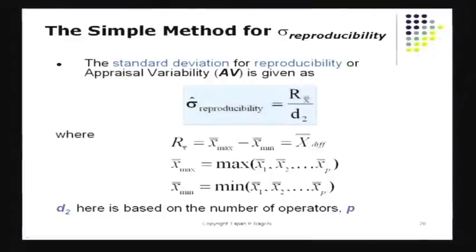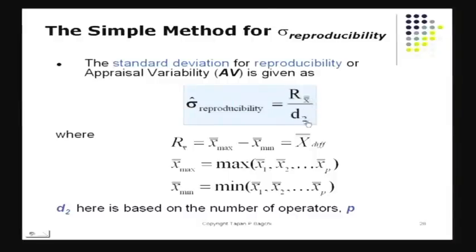And that is given by the formula which is in the gray box here. The gray box basically says the standard deviation for reproducibility, and this is also called appraiser variability, because appraiser is the inspector. Appraiser variability is AV, which is equal to this. You look at the standard deviation of that, that is equal to R X double bar, and I'm going to tell you exactly what that X double bar is in a minute, divided by D2.